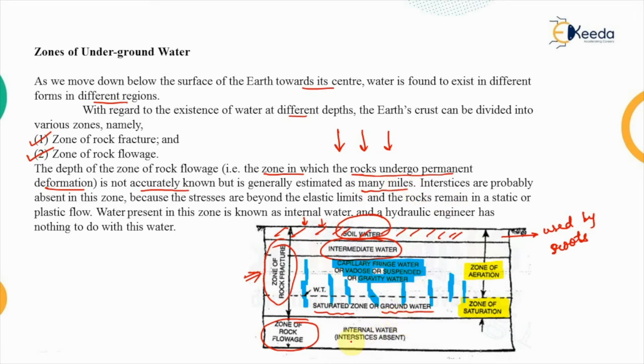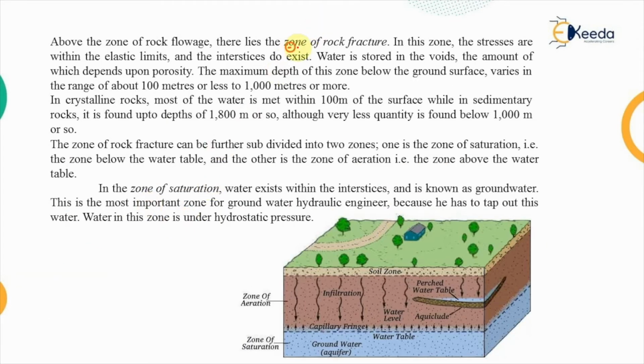Now in this zone the interstices, that means the voids, are probably absent because there is continuous rock present, and the stresses in this region are beyond the elastic limits, and rocks remain in a static or plastic flow. Whatever water is present within this region is known as the internal water, and we do not consider this as a source of water, and because of that a hydraulic engineer has nothing to do with this water. What concerns us is the zone of rock fracture.